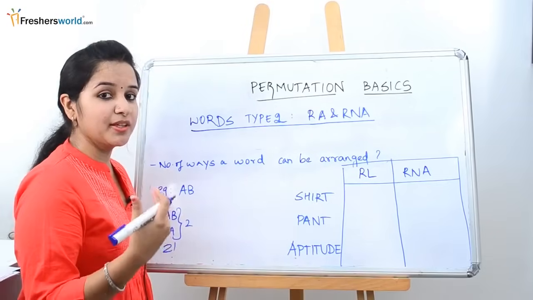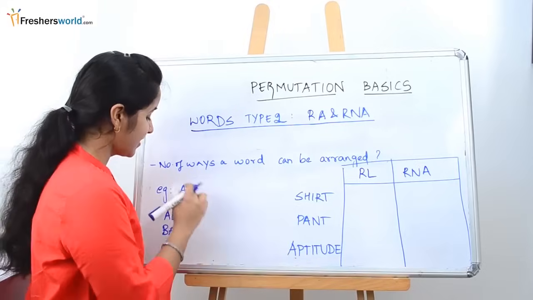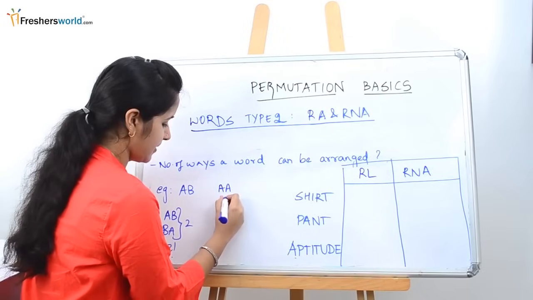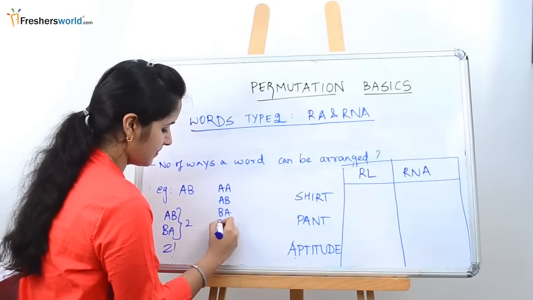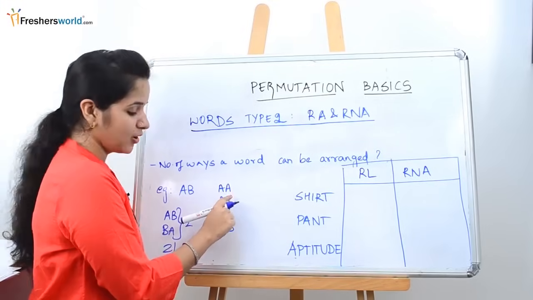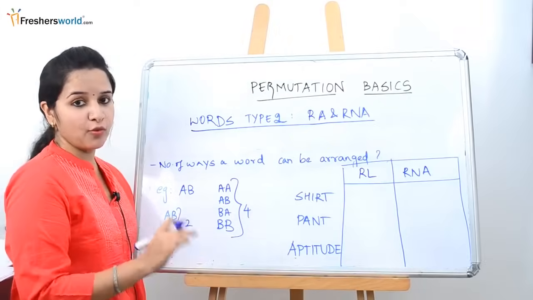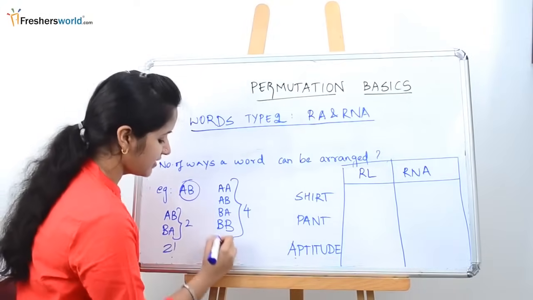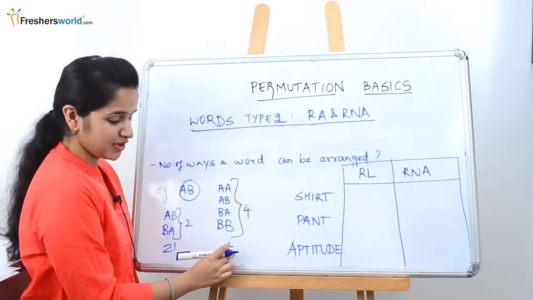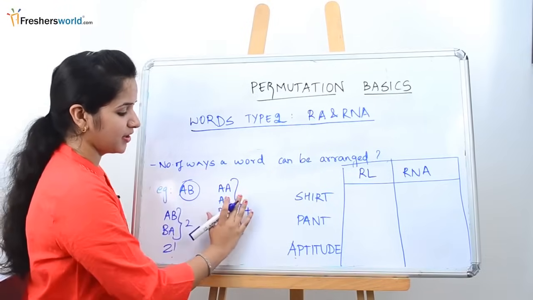What if repetition is allowed? There are 2 letters, and repetition allowed means A can be repeated twice. So AB can be written as AA, AB, BA, BB. In this case A itself can be repeated and B itself can be repeated. So it can be arranged in 4 ways, which is the number of letters raised to the power of the number of positions, 2 power 2. This is the difference between repetition not allowed and repetition allowed.